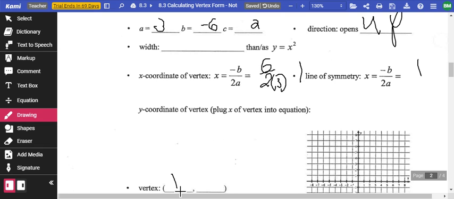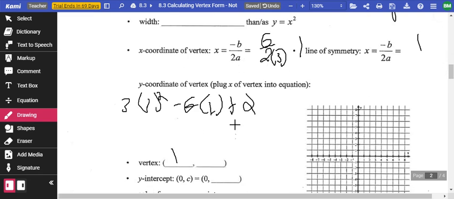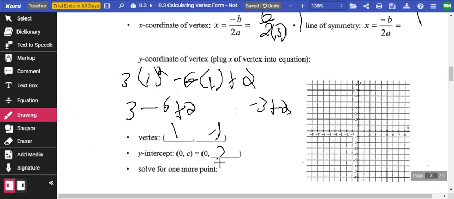So I've got the x value of my vertex. I want the y value, so I've got to plug it in. So I go 3 times 1 squared, minus 6 times 1 plus 2. So I get 3 times 1 squared is 3, minus 6 plus 2. 3 minus 6 is -3 plus 2, we should get a -1. Okay, the c value is where it crosses the y-axis, so that is 2. So let's see what we've got here. We've got 1, -1, and we've got 0, 2.